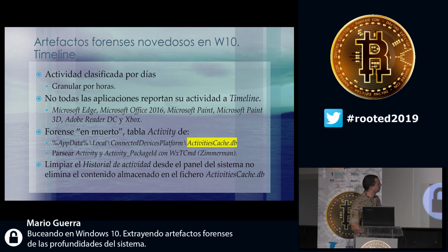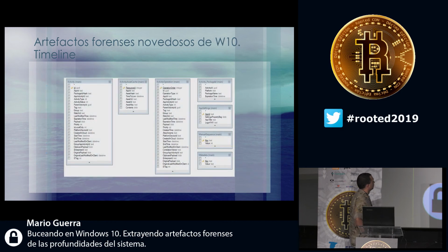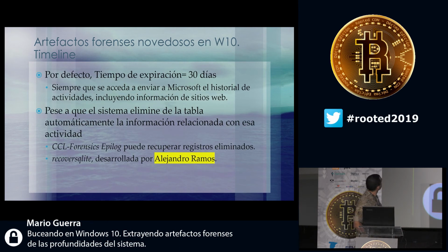And by the way, if you clean the activity history from the system panel, it does not eliminate the content stored in the ActivitiesCache.db file. It only cleans what is shown in the panel. So here is an example of the tables on that database. There are quite a few, many fields that may be storing information, and obviously we need to parse it after, but you may get a good idea of the information you may get if all fields are filled out.